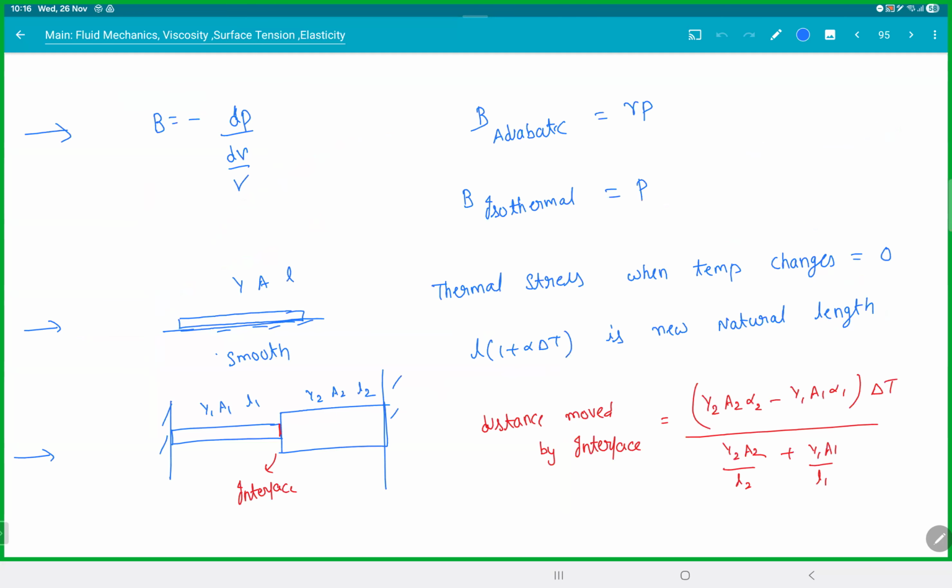Other than that, we have formulas again: bulk modulus is minus dP by dV by V, adiabatic gamma P, isothermal. We will do this again in thermal expansion, but do you remember? If you put a rod on a smooth surface and increase the temperature, find the thermal stress. It will be 0. And this is one important result. If you keep two rods, Y1, A1, L1, alpha 1, Y2, A2, alpha 2, and increase the temperature, find the distance moved by the interface. This is the result.